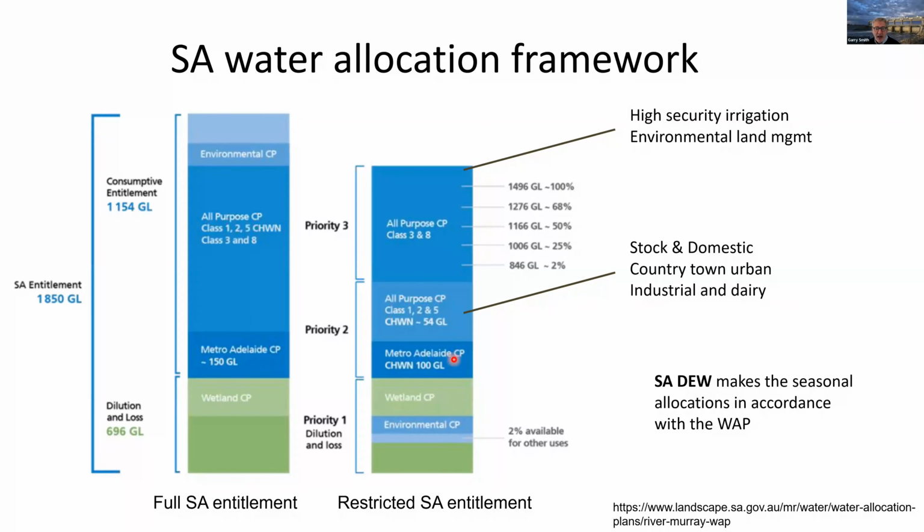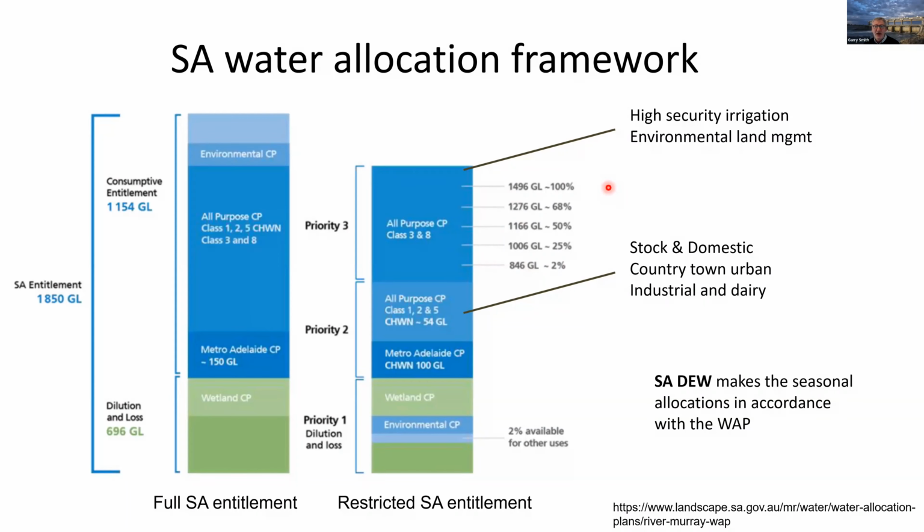Next off the rank is some water for what they call classes 1, 2, 3 and 4, which are stock and domestic, country towns, urban and industrial, and dairy washdown water. Following that, we get to the general high security irrigation and environmental entitlements. You can see there's a bit of a gradation: if this priority 3 bucket has 846 GL, there's 2% across all of those, and so on, increasing until it gets to 1496 GL, when those will also be fully available.